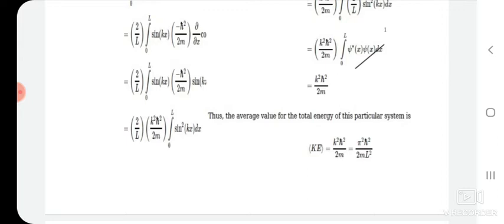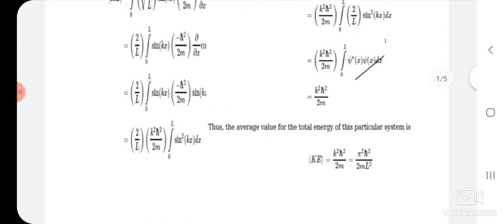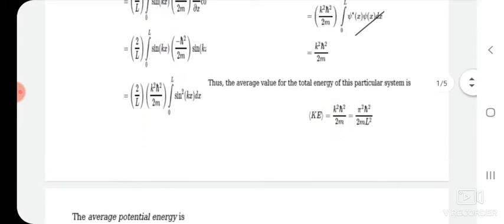Thus the average value of kinetic energy of this particle is k square h cross square by 2m. Because if we integrate within the limit 0 to L, then k gives nπ by L, so it becomes n square pi square h cross square by 2mL square. This is the average value for kinetic energy.